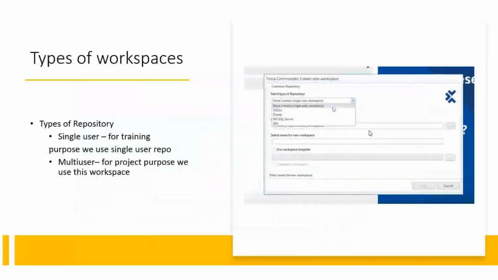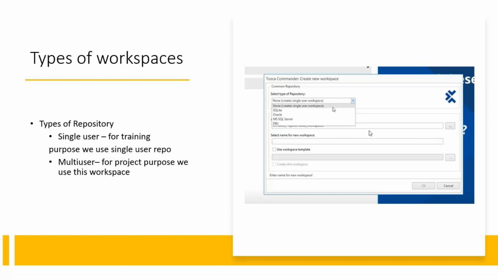And after we create a workspace, we have to know that there will be two types of workspaces. One is a single user workspace and the other is a multi-user workspace. The single user workspace is generally for training purposes. Now that we have requested a free license, we generally use the single user workspace. It will be connected only to you, not to anyone else, and there is no central repository for this. Whatever you do is confined only to yourself. Coming to the multi-user workspace, it will have more than one user.